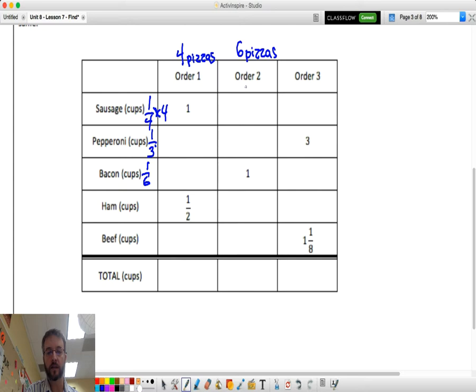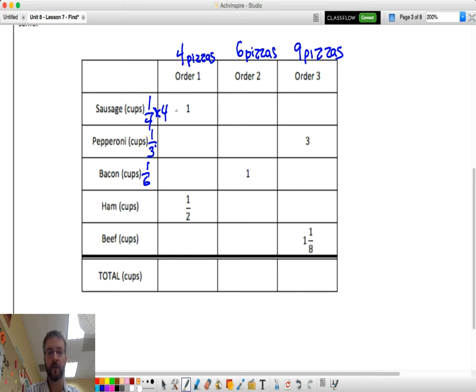Order 2 had 6 pizzas, and order 3, since I used 3 cups of pepperoni and I only need 1/3 of a cup of pepperoni for 1 pizza, then this order had to have 9 pizzas. Now that I know this information, I can fill out the rest of the table.